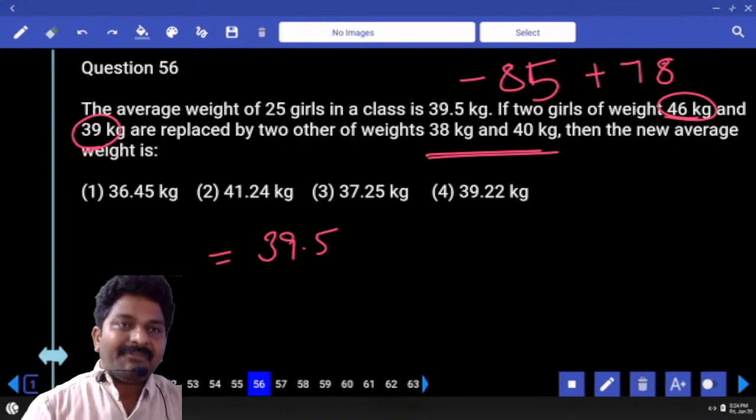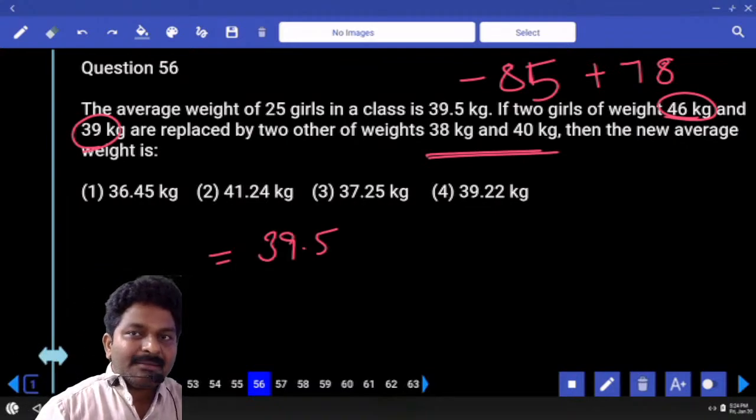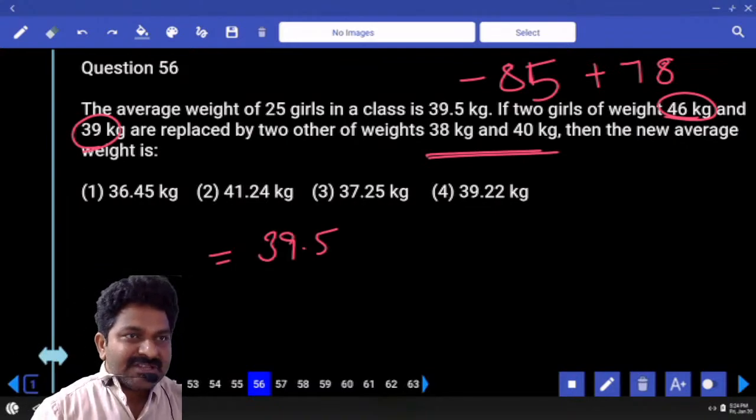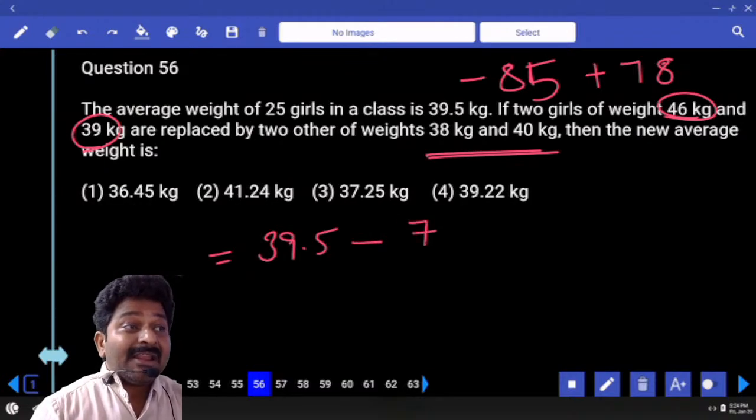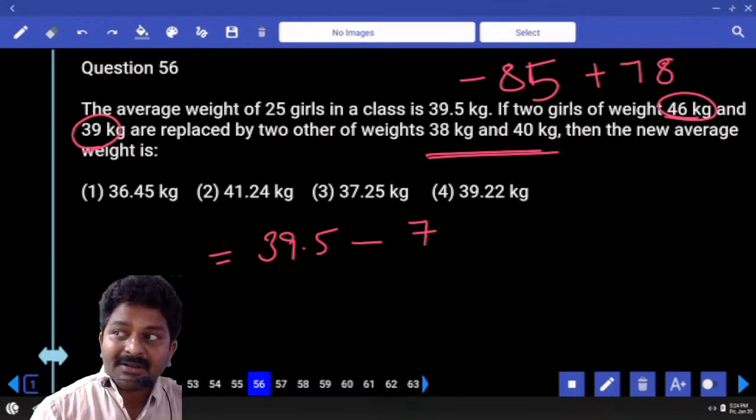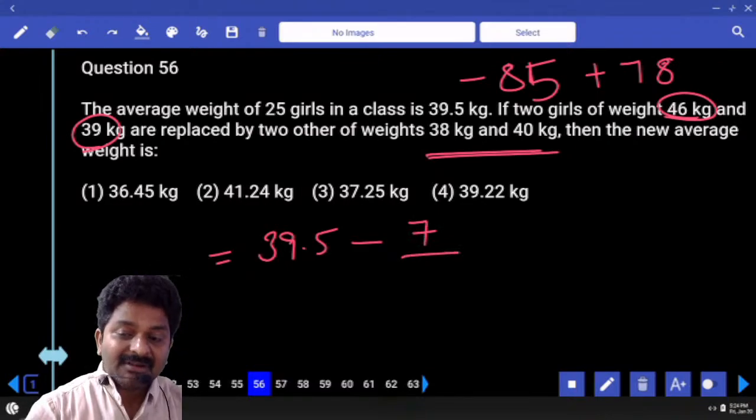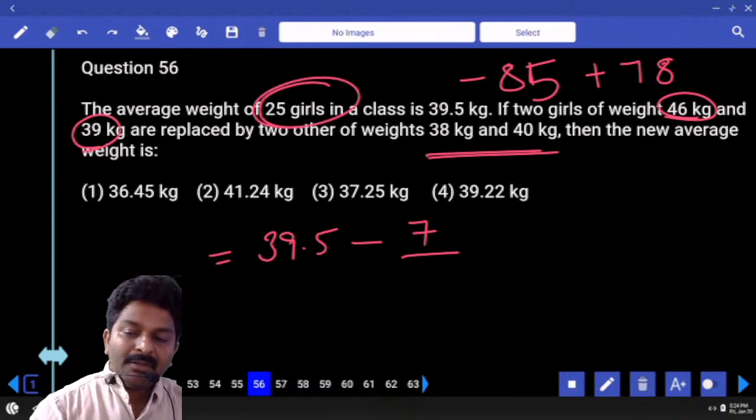Now what is the overall effect? Observe. Are you losing something or getting more? Losing something. When you are losing something, average will definitely decrease. How much value is decreasing? 7. But you cannot directly subtract 7 from 39.5 because that is average. So convert 7 into average. So this is average for how many people? 25 people. So I'll divide 7 into 25 people equally.